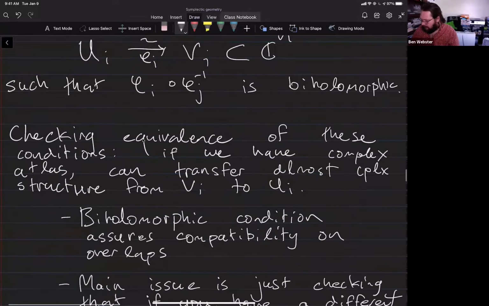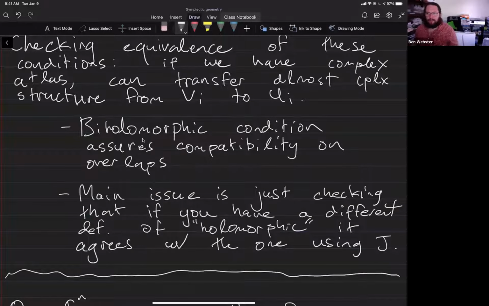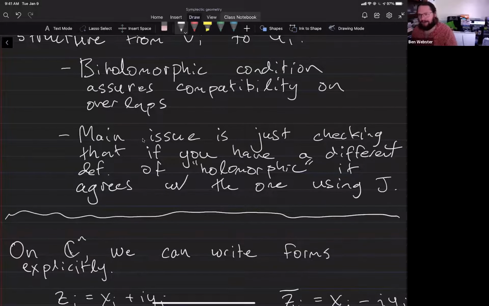So to check the equivalence of these, the important point is if we have this kind of complex atlas, then we can construct an almost complex structure in the sense that we discussed on the original manifold, basically by just transferring it from the open subset of Cn to Ui, and this biholomorphic condition is exactly what you need to get the same answer on overlaps. And Cannas da Silva says a little bit more about this, and the point is that there are a few different ways you could write down exactly what it means to be a holomorphic map. And again, if you hadn't already discussed the notion of a complex structure, you would write down the Cauchy-Riemann equations in some other way, and then you would have to explain why that's the same as the definition I gave, about having the derivative commute with the almost complex structure. All right, any questions?